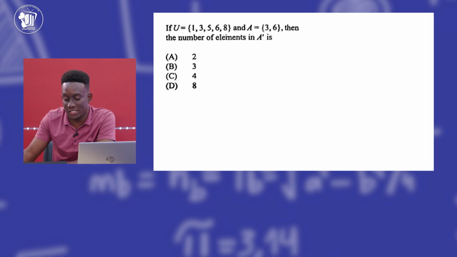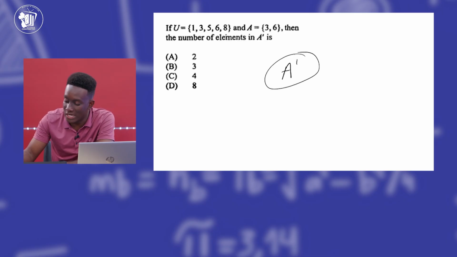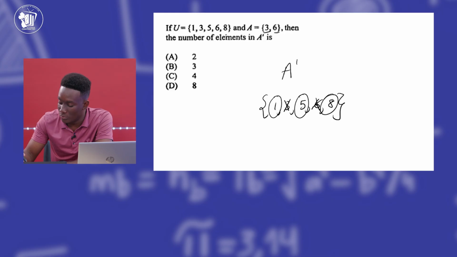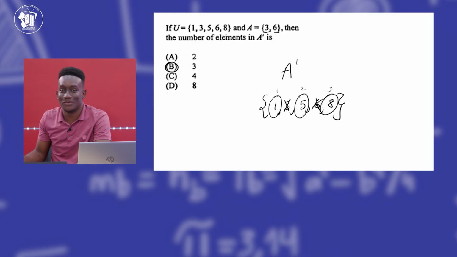And the last one for this video says, if the universal set is equal to {1, 3, 5, 6, 8} and A is equal to {3, 6}, then the number of elements in A complement is. A complement means all of the elements outside of A. So let's look at the universal set, which was 1, 3, 5, 6, 8, and set A is 3 and 6. So we take out 3 and we take out 6. So A complement would be 1, 5, and 8. That would be 1, 2, 3 elements. So the number of elements in A complement is simply B, which is 3.